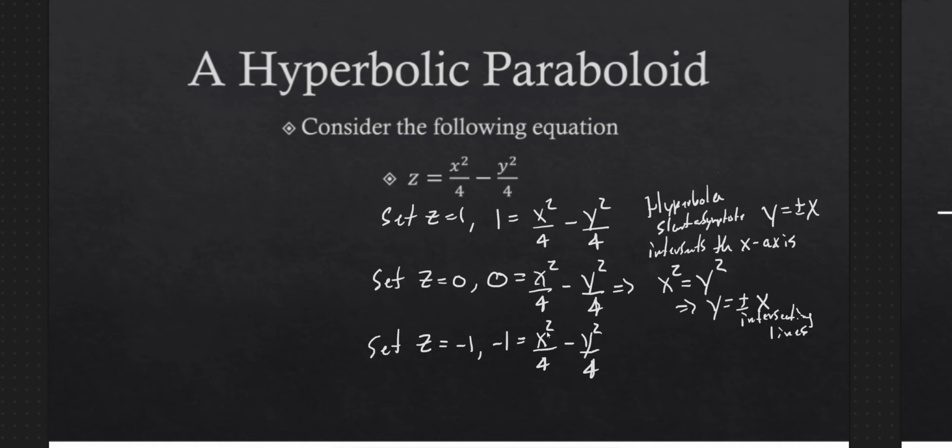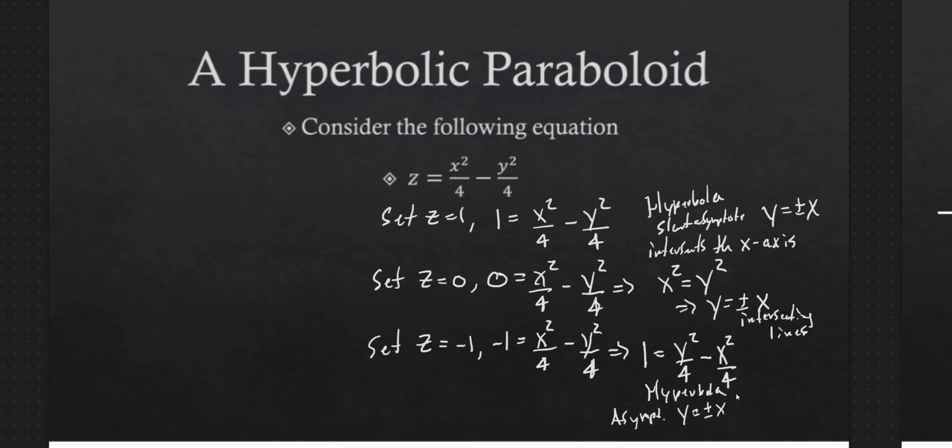Again, this doesn't have the right form. I need a positive 1 over here, so I'm going to multiply everything through by negative 1, which has the effect of putting the negative on the x and making y positive. So I'll write it like this: 1 equals y squared over 4 minus x squared over 4. And again, that's a hyperbola. My slant asymptotes are, again, y equals plus or minus x.